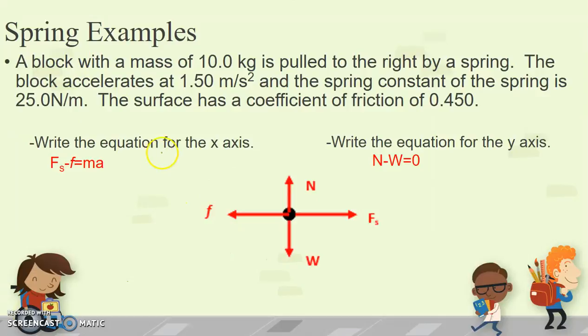It says write an equation for the x-axis. So looking at the free body diagram, we have the force of the spring minus the friction, which is in the opposite direction, equals mass times acceleration. Write the equation for the y-axis. So we know that the object's not moving up or down, so that means the normal minus weight is going to equal 0.